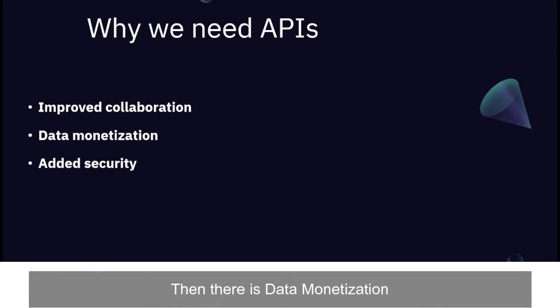Then there is data monetization. After that, we have added security. In APIs, we have restricted security, like we have added a TLS service.